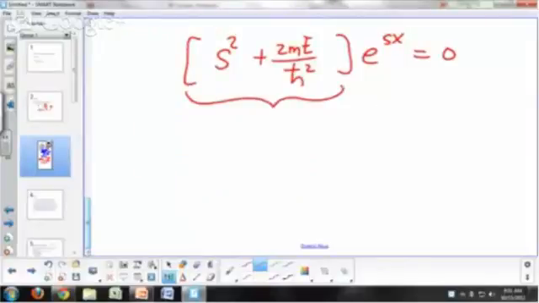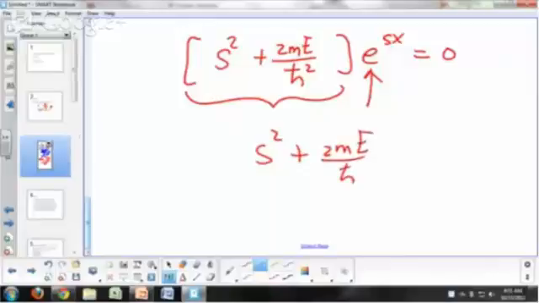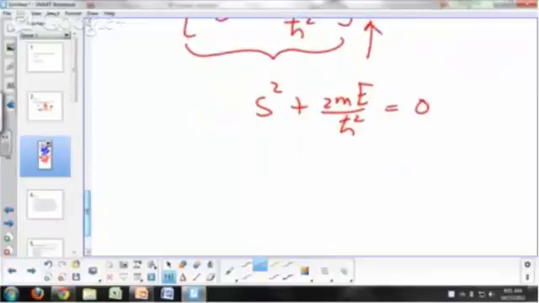Provided this term is equal to 0, right? Because the function itself cannot be 0. So you have to have s squared plus 2me over h bar squared must be equal to 0. That means what are the allowed values of s then?